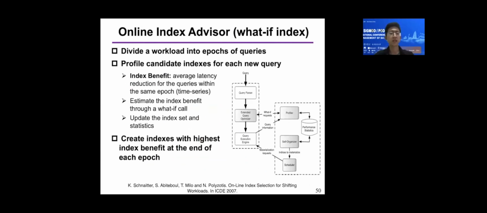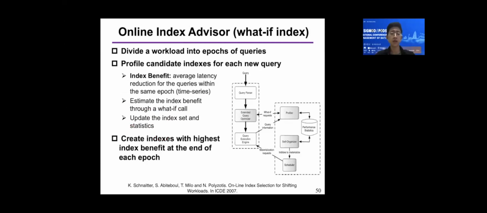And another class is online index selection. Consider a what-if-based method that divides the workload into epochs of queries. For each epoch, it profiles the candidate indexes for the incoming new query. For the incoming query, it estimates different benefits of the indexes that can be used by the query, and will update the index set based on the newly found indexes. And finally, at the end of each epoch, it will create the indexes with the highest index benefit in the set.